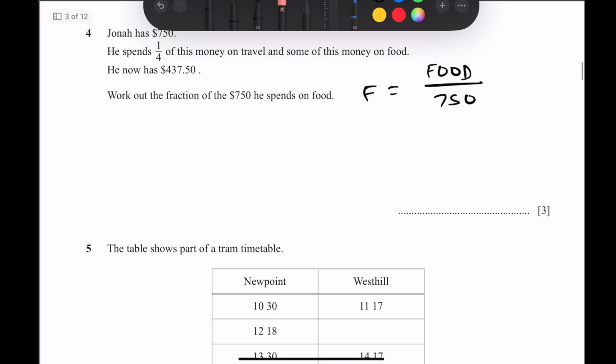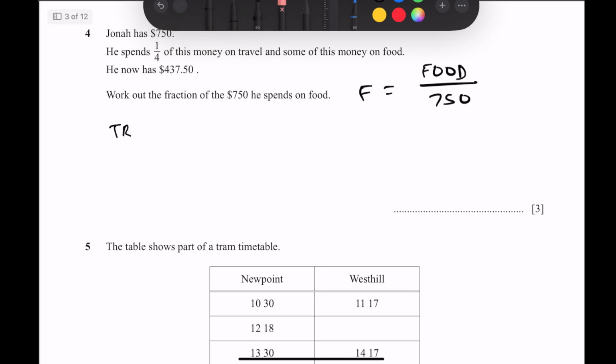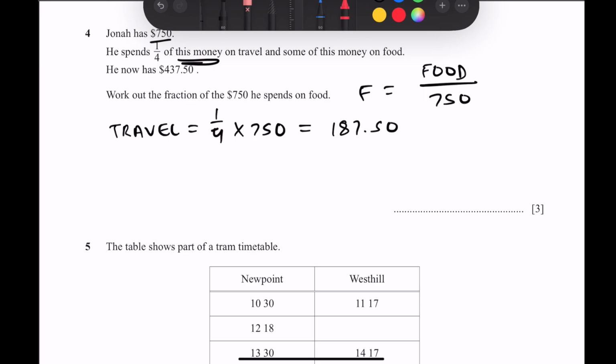So to find out the amount he spent on food, we have to check how much he spent on travel. So the amount he spent on travel is 1/4 times this money, where this refers to $750. So 1/4 times 750 is the amount he spent on travel, and that's equal to $187.50.